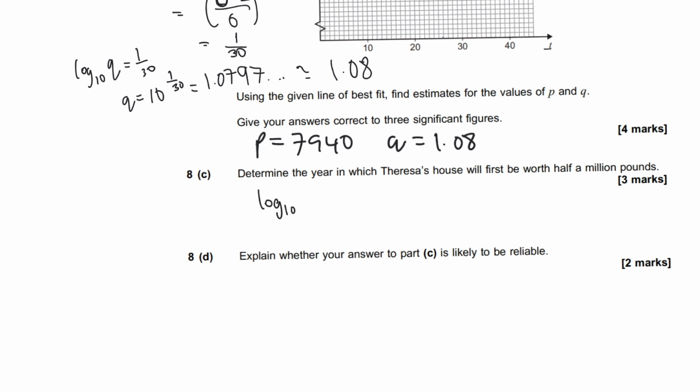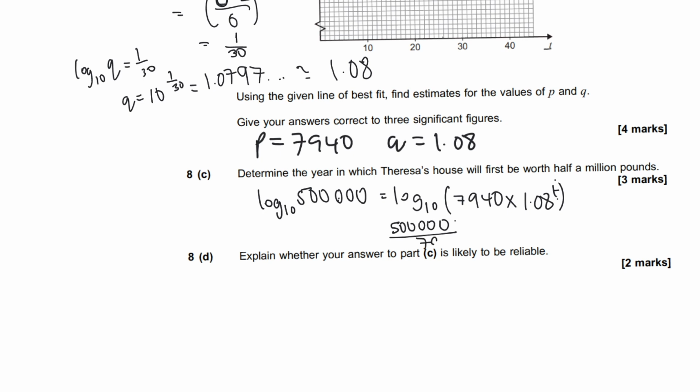So that means log 10 V, which at that point, half a mil, is just 500,000, is equal to log 10 P, which was 7,940, times 1.08^T. So okay, because we're trying to work out the actual year this would happen, we're going to end up rearranging this. So then that would be 500,000 divided by the 7,940 is equal to 1.08^T.